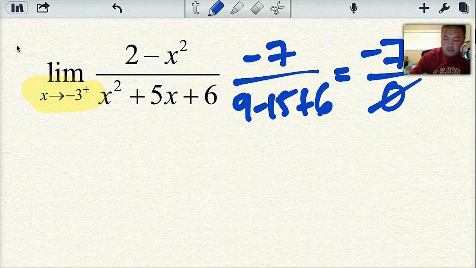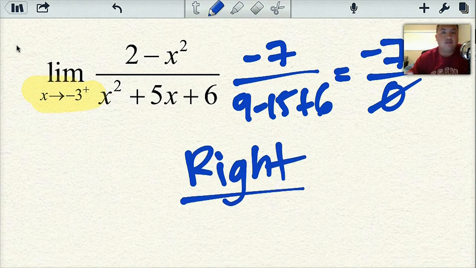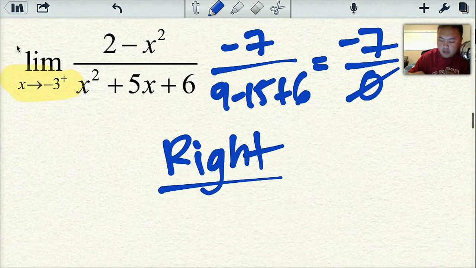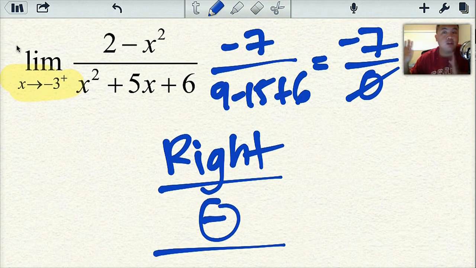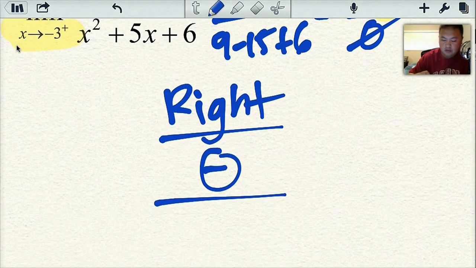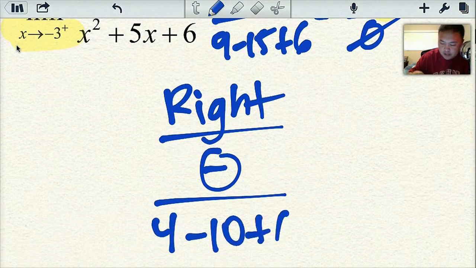This is negative 3 plus, so I'm only going to write right. Okay? A number that's to the right of negative 3 is negative 2. So I'm going to plug in negative 2. Again, my numerator I already know is negative. I solved it up here. I just need to find the sign of the denominator. So let's try it. On the right is negative 2. Negative 2 squared is 4. Minus 10 plus 6. I get a 0 again.